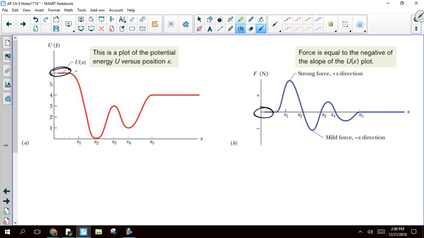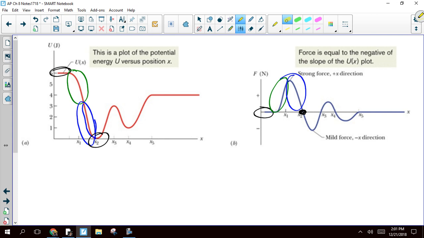Then for this chunk, our slope is getting more negative, which means the force should be getting more positive, right? Okay. Then for this chunk, the slope is getting less negative. So here the slope is negative, it gets less negative, less negative, less negative. That means over here my force needs to be getting less positive. And notice right here my slope is 0, right here my force is 0.